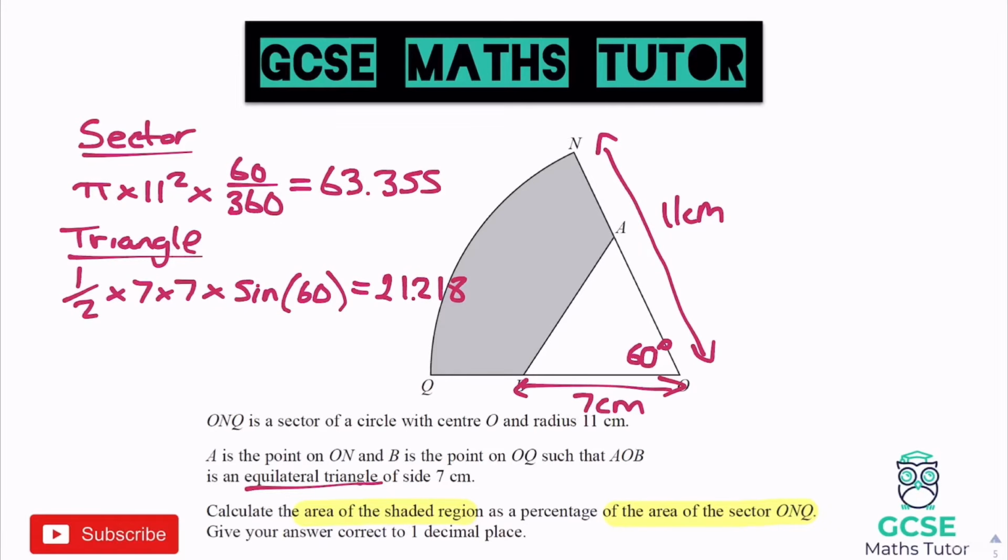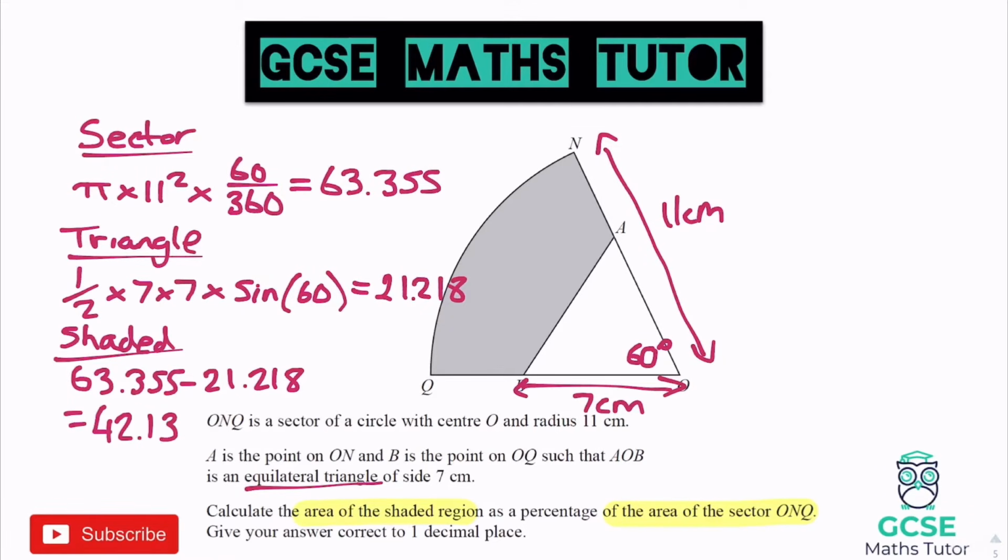Now let's get the area of the shaded part. I'm just going to label that as shaded. To get the area of the shaded, we're going to do the sector again, 63.355, take away the area of the triangle, 21.218. That gives us a final area of 42.137. There we go, so that's the shaded area there. We've got the triangle there, and we've got the sector there. Just following all the same steps as those previous questions.